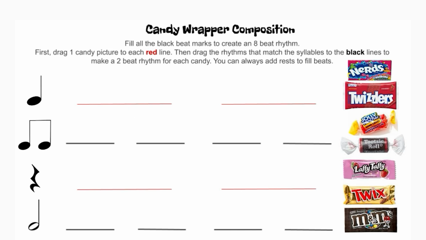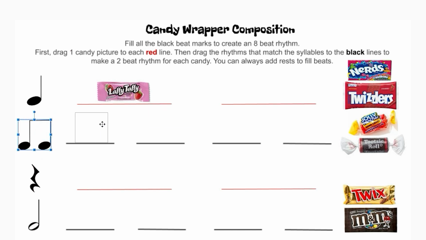So these are the candies I've chosen over here. So let's go ahead and I'm going to choose Laffy Taffy. So I'm going to draw it to the red line. Okay, how many syllables is Laffy Taffy? Laffy Taffy, that's 4, right? Okay, so since there are 4 syllables, I pretty much have to put 2 sets of eighth notes there. So I'm going to drag a pair of eighth notes here and a pair of eighth notes here. Okay, see that? All right, that's pretty much my only option with these set of notes.